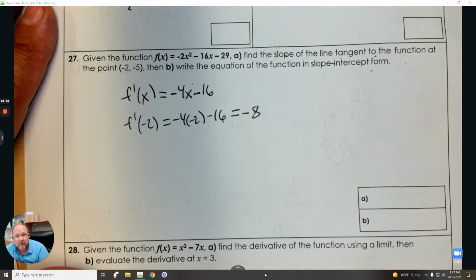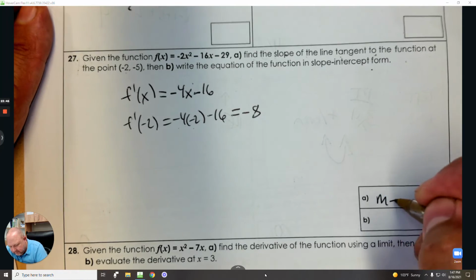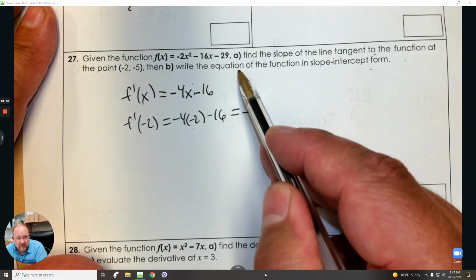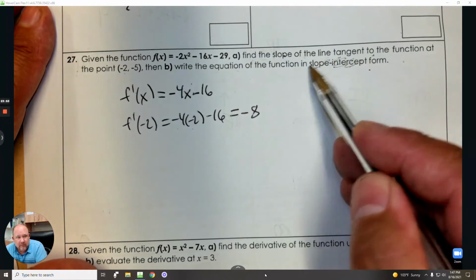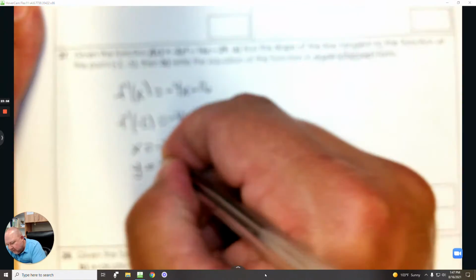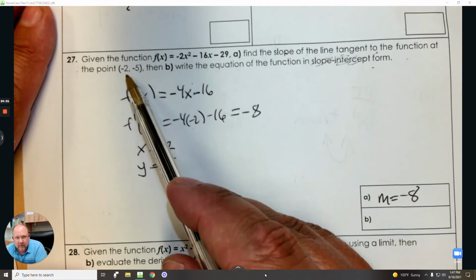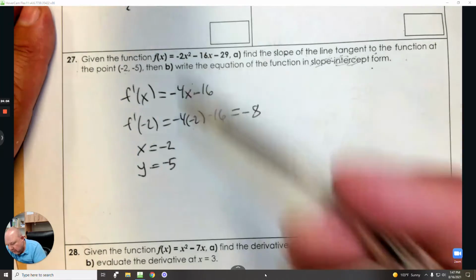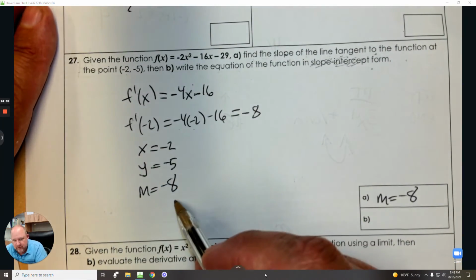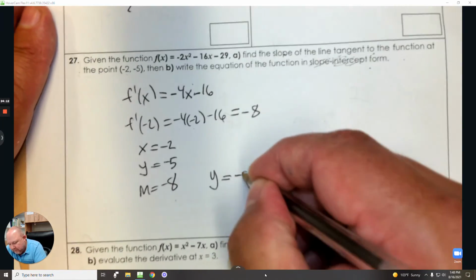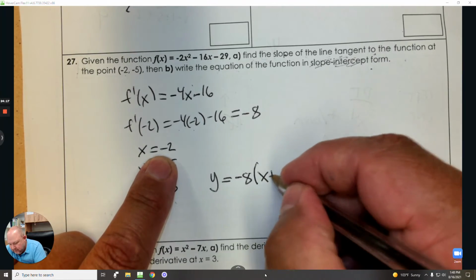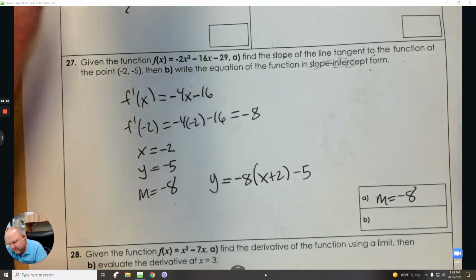What we just found was the slope of the tangent line. We're going to write that down right there. Next, I want to find the equation. And I won't even worry about slope-intercept form. Just the equation of the line. So I need to know the x value. I need to know the y value. Now this comes from the question, the x and the y. We just found the slope to be negative 8. And now I want to write the equation that goes with those numbers. So the equation of the line would be y equals, you start with the slope, and then it's x plus 2, subtract 5, and it's done.